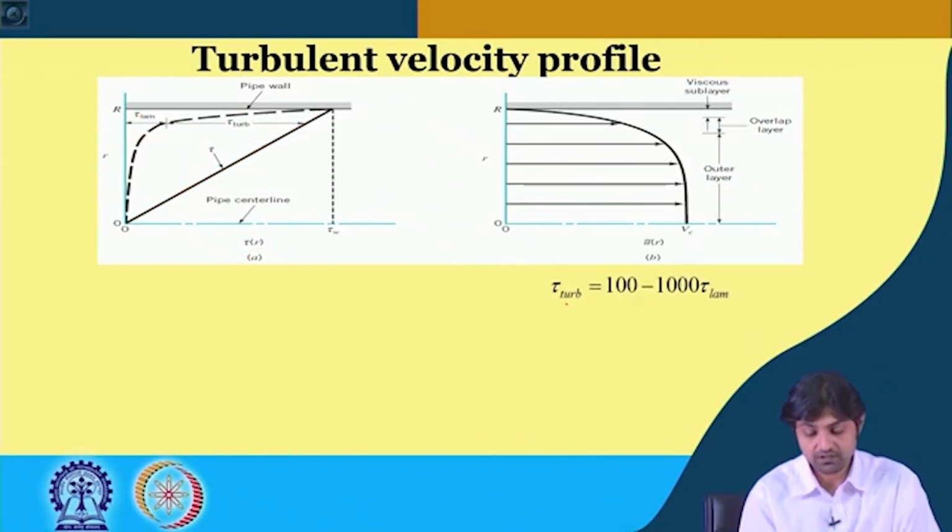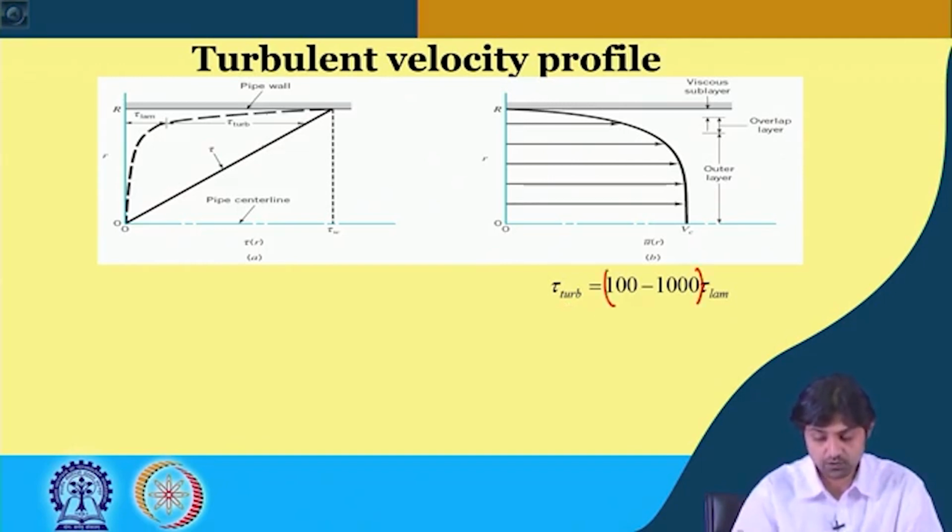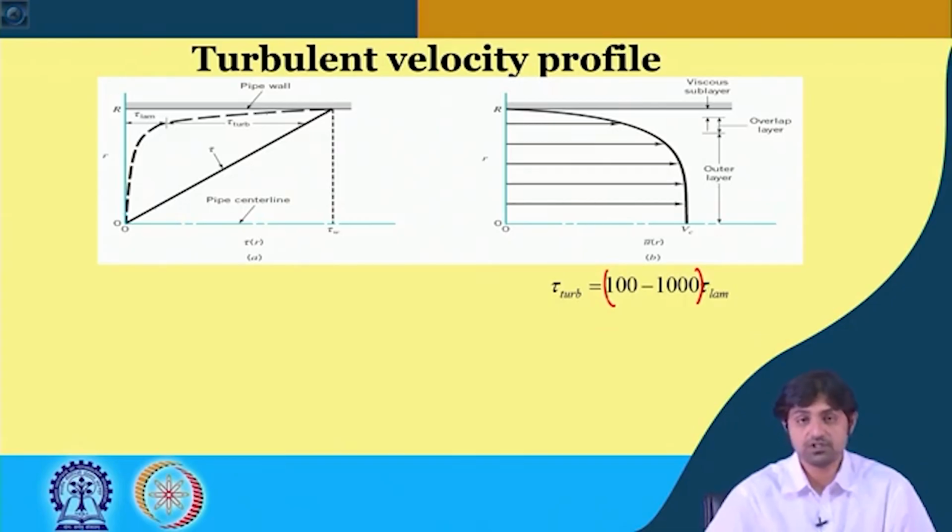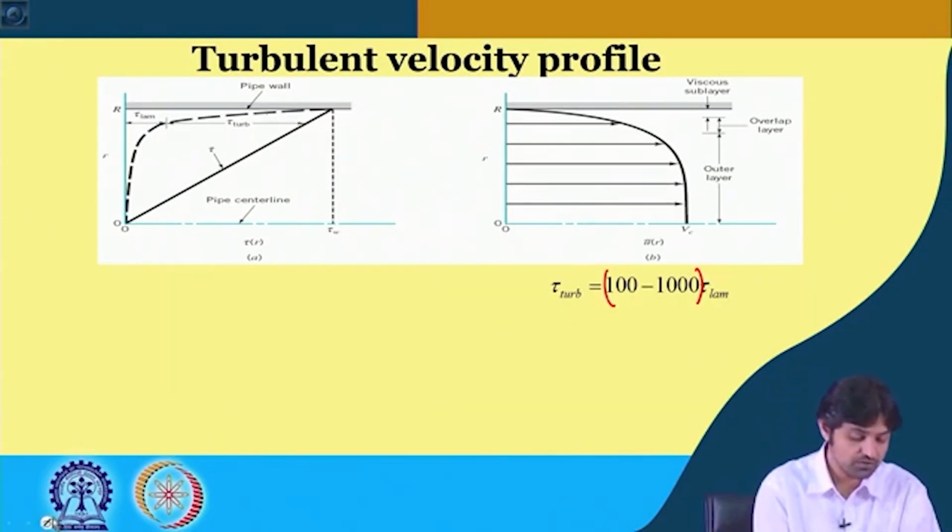Actually, we can write that shear stress due to turbulence is at least 100 to 1000 times the shear stress due to laminar. So, the laminar contribution is at least 100 to 1000 times less than the shear stress due to turbulence.